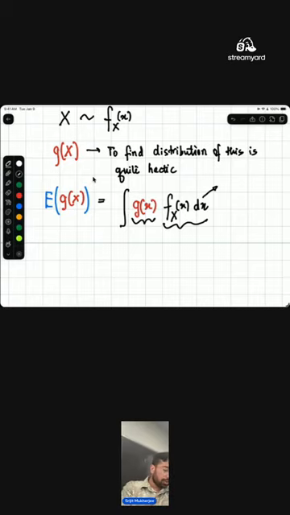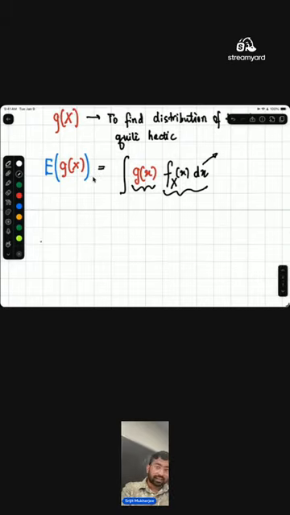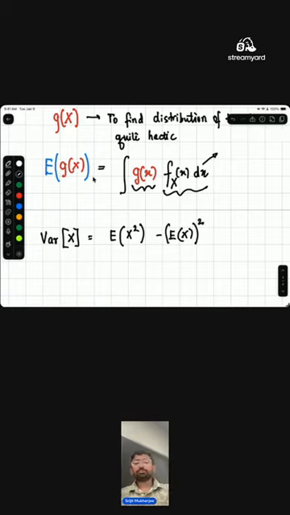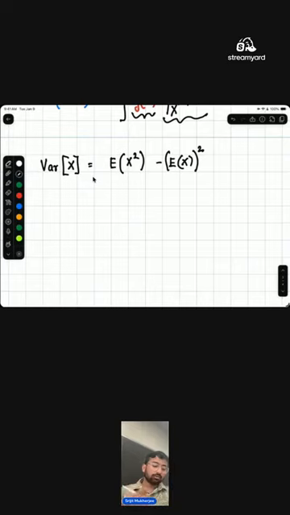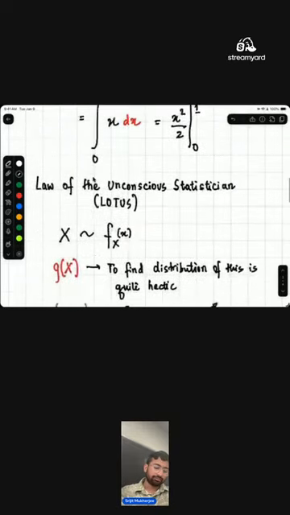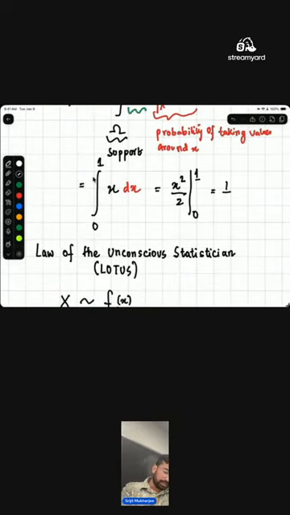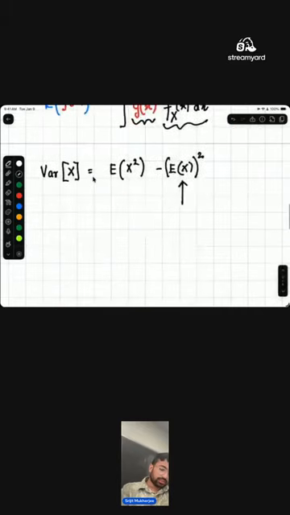Variance of a random variable X is defined as expectation of X squared minus expectation of X whole squared, right? That's the different definition of variance. It's very simple. Again, this is addressed towards the beginner students. Now, using the law of the unconscious statistician, we already calculated the expectation. We have seen how to calculate the expectation, and we have got it to be half. So this is half squared.